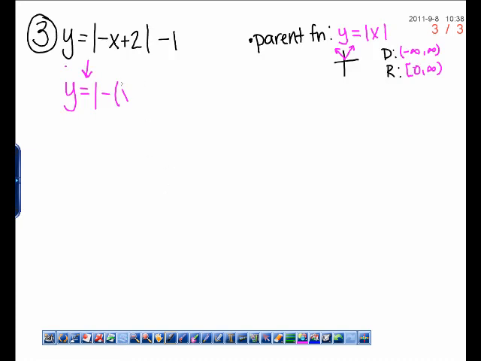Okay, I'm going to pull out the negative from the inside. I'm essentially going to factor out a -1, because I have to accept that this negative is working on the whole inside of the function. So if I pull out this -1, I would be left with x what? -2. Because if I were to distribute this negative, would you agree that I would get -x plus 2?